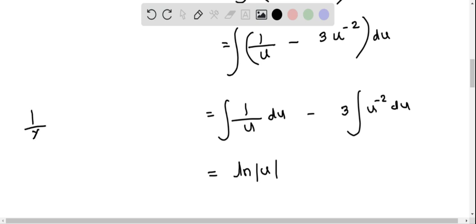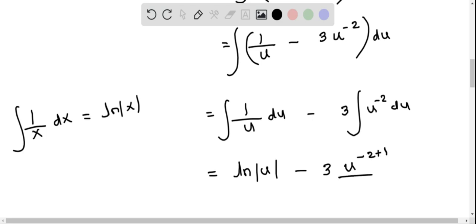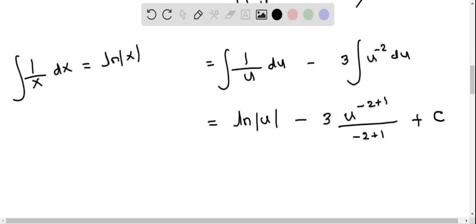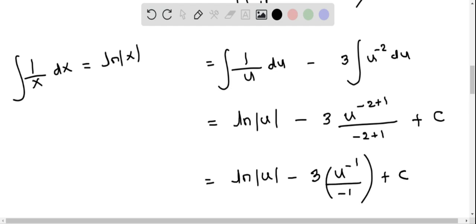Remember that we have the formula: if you integrate 1 over x dx, this is equal to the natural logarithm of the absolute value of x. And for the second integral, we can use the power rule. When you do that, we add 1 to the power and divide by the same quantity, minus 2 plus 1. And we also put the constant of integration plus c. So the next step, let me simplify this. This is the natural log of the absolute value of u, minus 3 times u to the power minus 1 divided by minus 1. We have to multiply this.